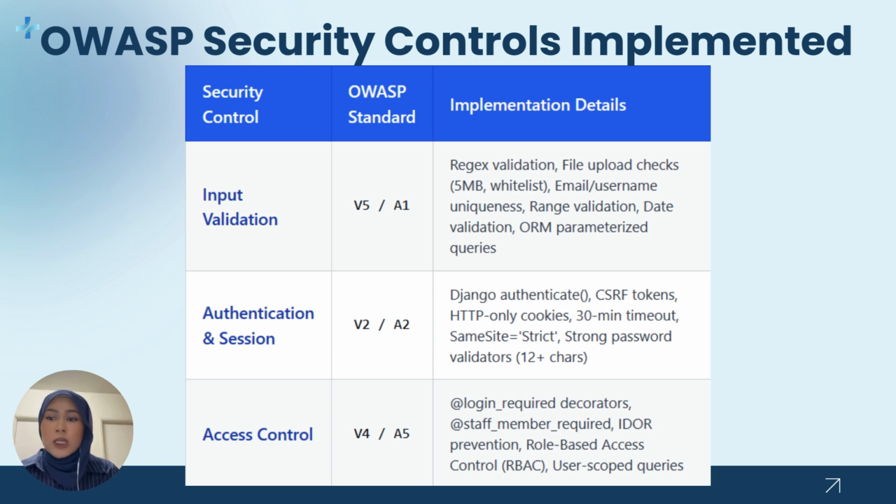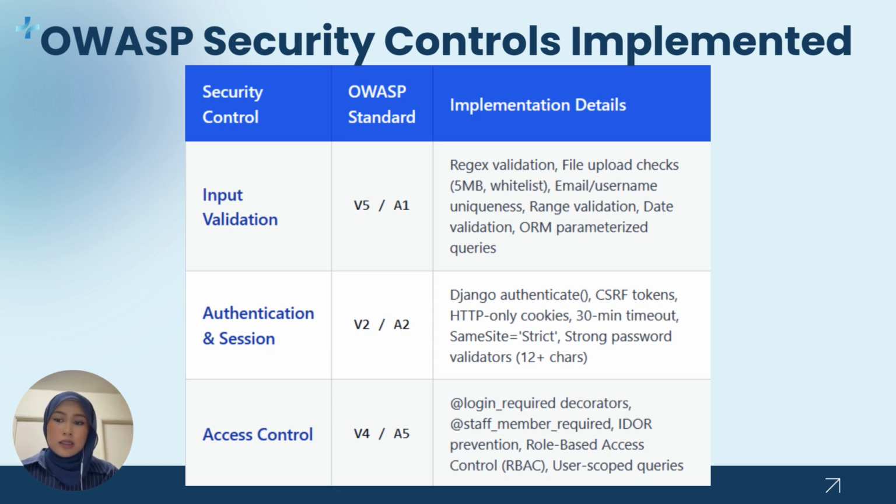And next is authentication and session management. The OWASP standard is V2, A2. We leverage the Django authenticate function, CSRF tokens, HTTP-only cookies, a 13 minute timeout, SameSite equals strict attributes, and a strong password validator requiring at least 12 characters. This ensures secure login, protects against session hijacking, and enforces best practice for user sessions.